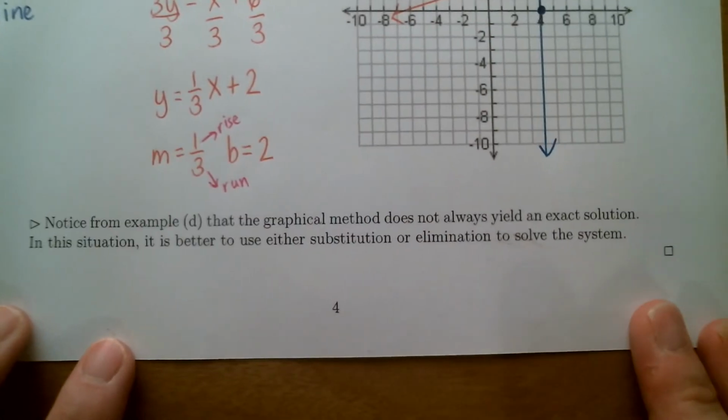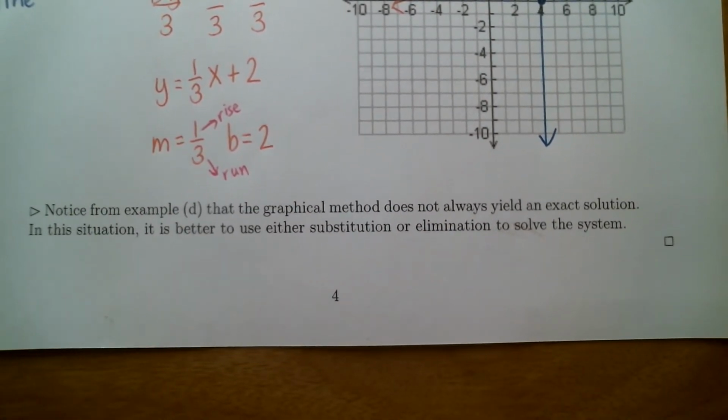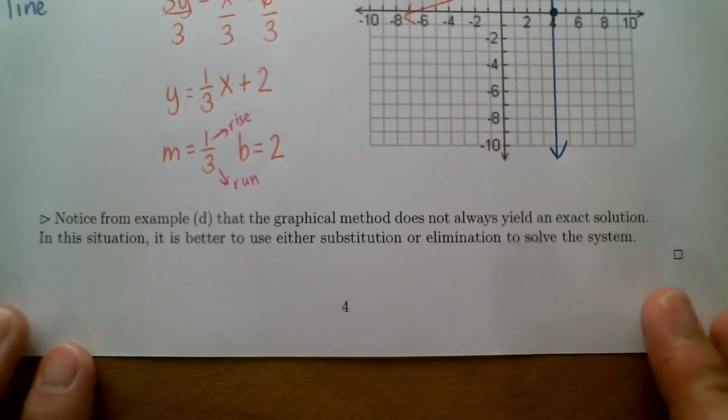It says, notice from this example D that the graphical method does not always yield an exact solution, meaning you don't always land on a nice grid point. In this situation, it's better to use one of the other methods that we are going to discuss, either substitution or elimination, to solve the system so you can get a completely accurate answer. So we're going to start talking about substitution here.